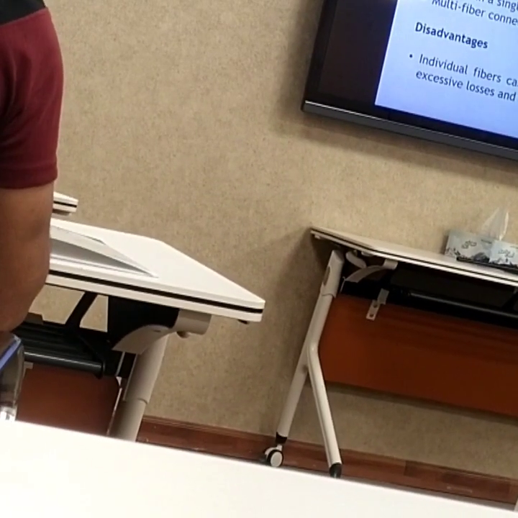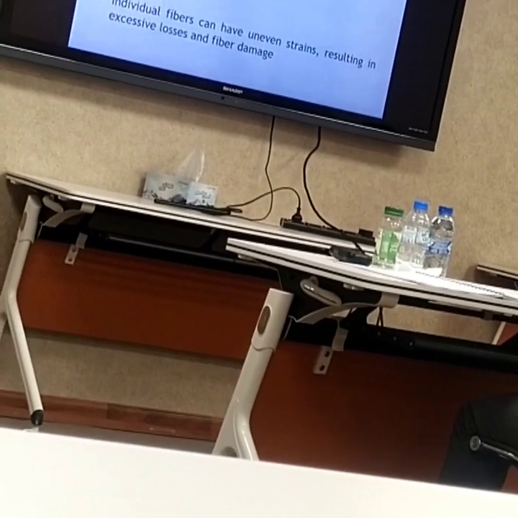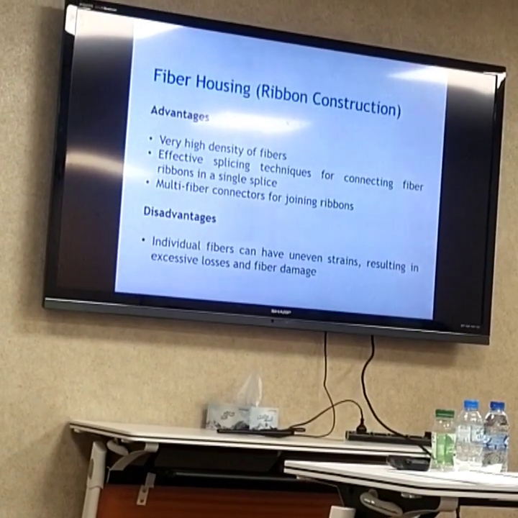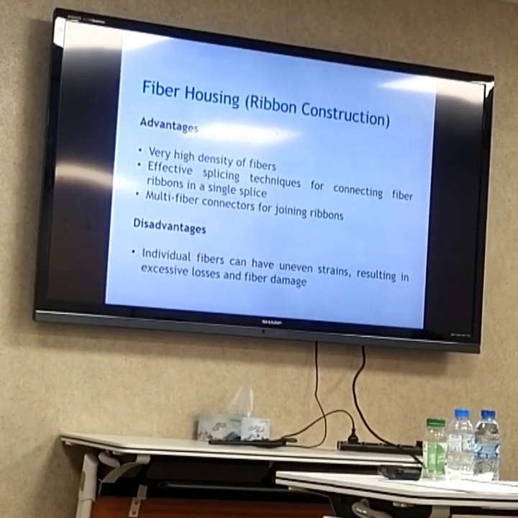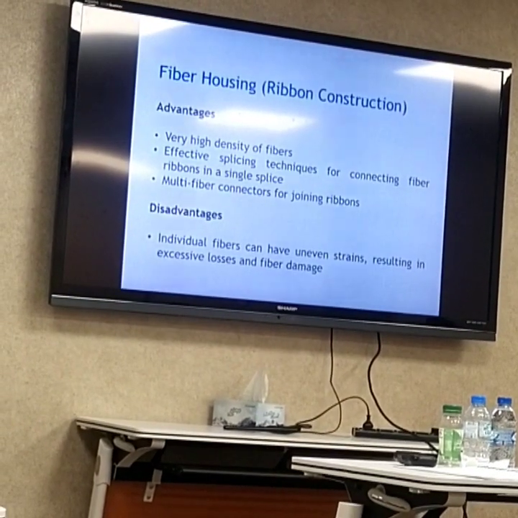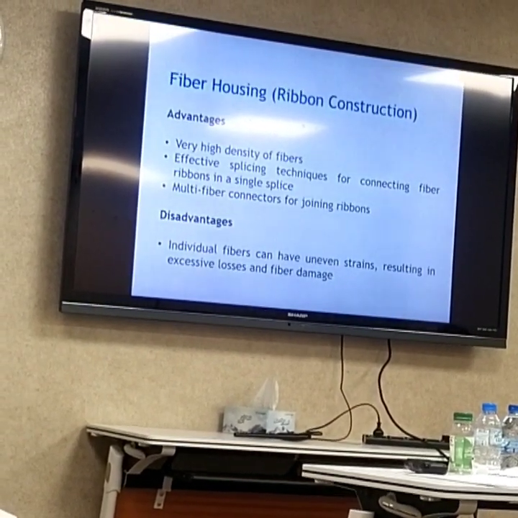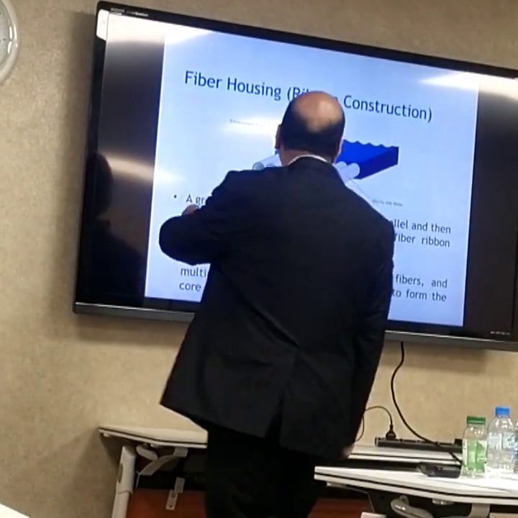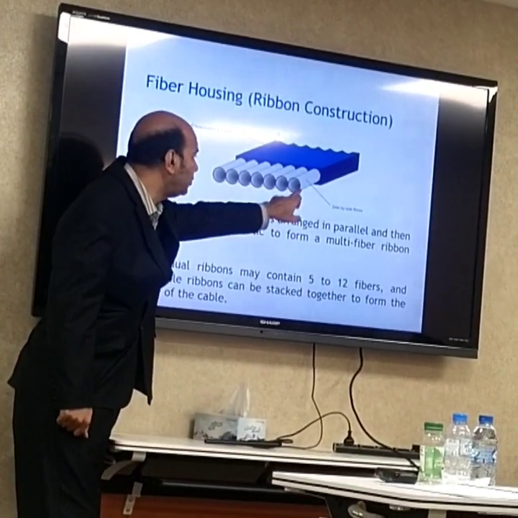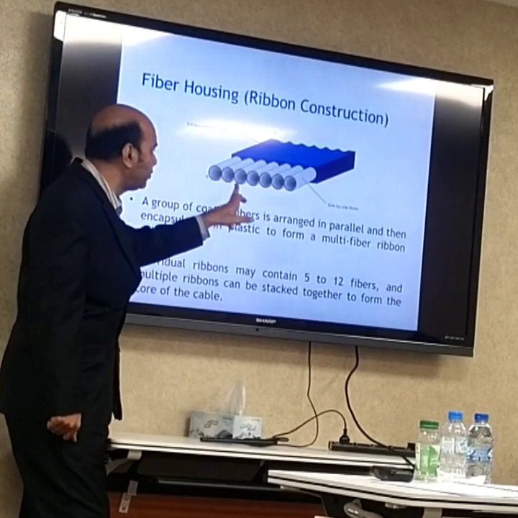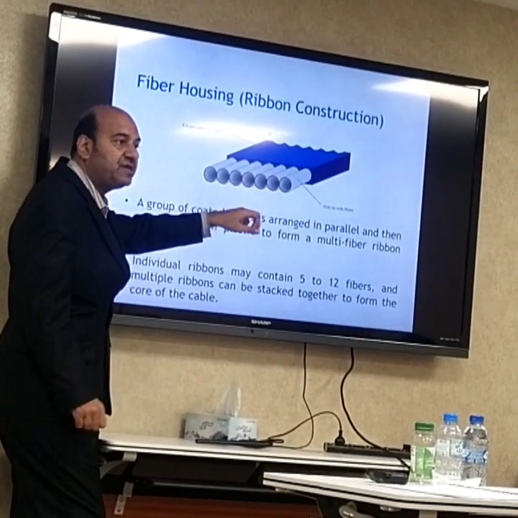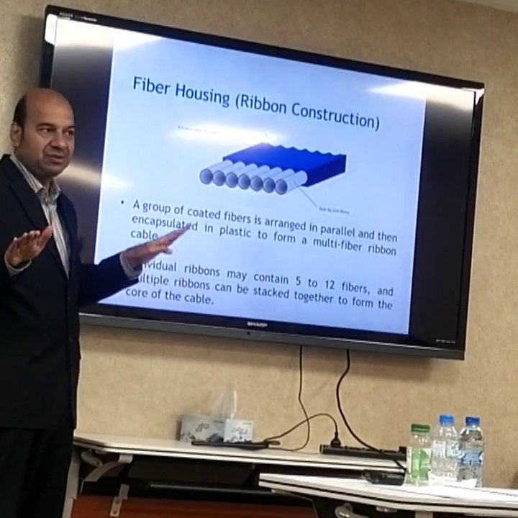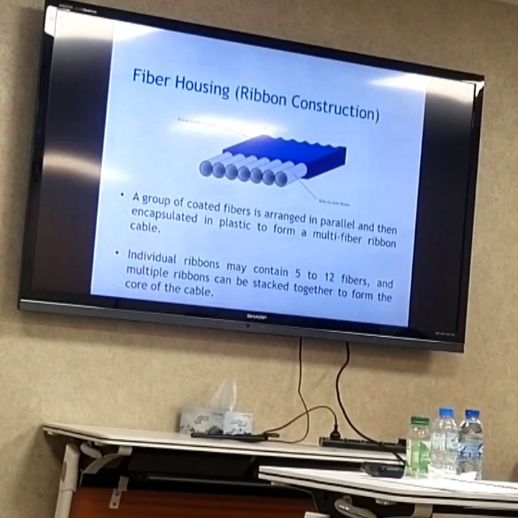So what are the disadvantages? Individual fibers can have uneven strain. Yes, if there is mechanical force, the effect of the impact of the mechanical force will not be equally distributed to the fibers. Yes, the outside fibers will be subject to higher stresses. For example, if there is a compression force here or here, this one and this one will withstand higher compression than this one. Correct? So if there is a mechanical force, it will not be distributed equally to the fibers. This is a problem with the advantage of ribbon.